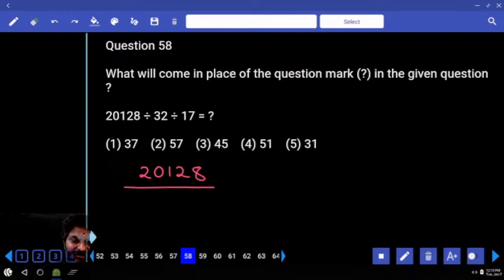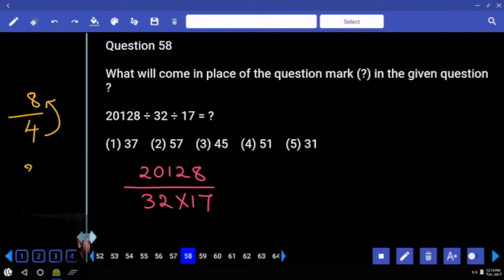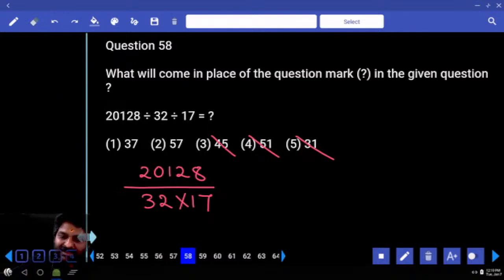$20,128 divided by 32 into 17. Numerator ends with, denominator ends with 4 into which number ends with 8? Either 2 or 7. Eliminate. Now the answer is either the first option or the second option.